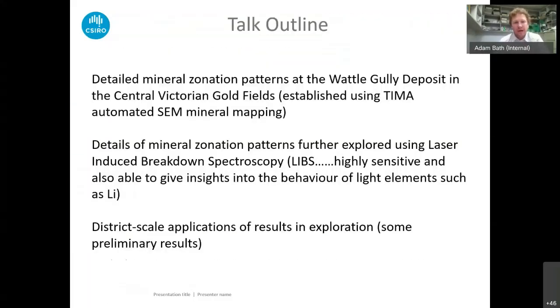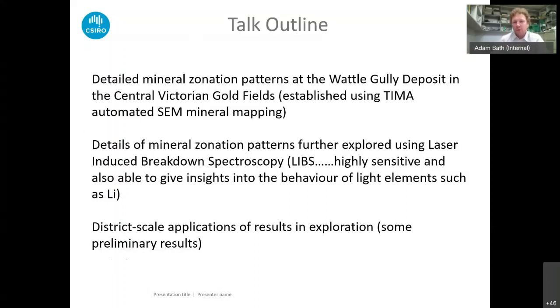So this is a talk outline: the detailed mineral zoning pattern around the Wattle Gully deposit in the central Victorian Goldfield. We used automated TIMA mineral mapping, so it gets a very comprehensive database as well as the textural understanding of the rocks, and therefore we can get greater certainty around the types of minerals that occur around the deposit.